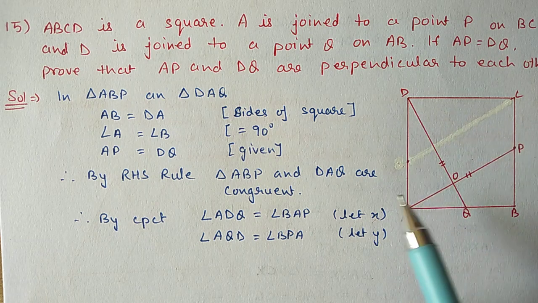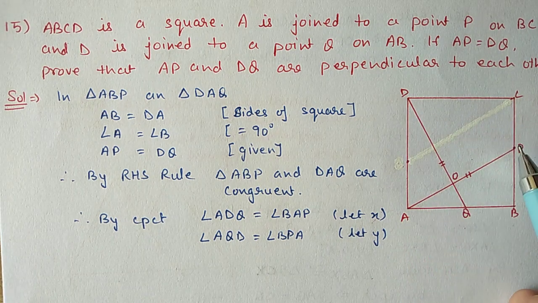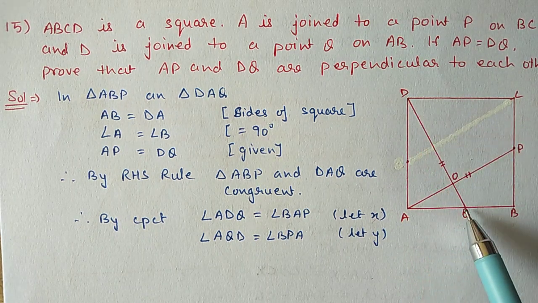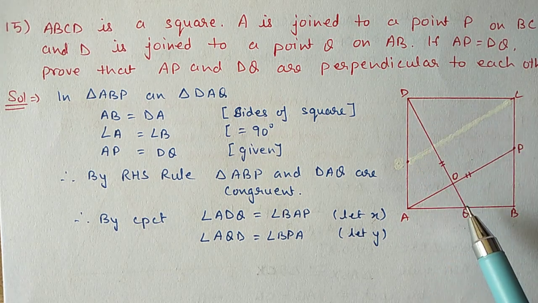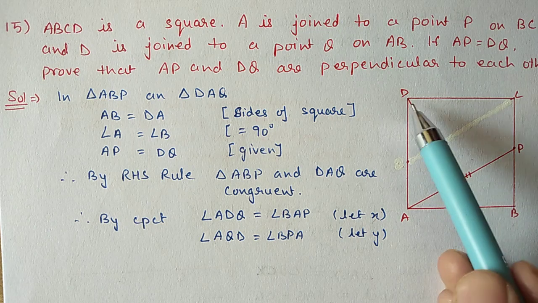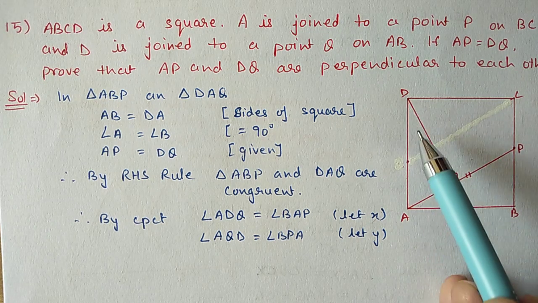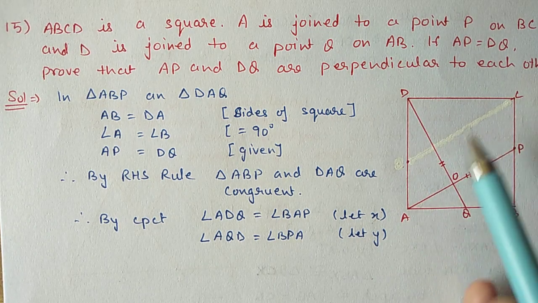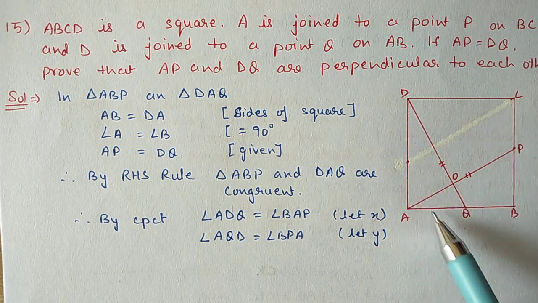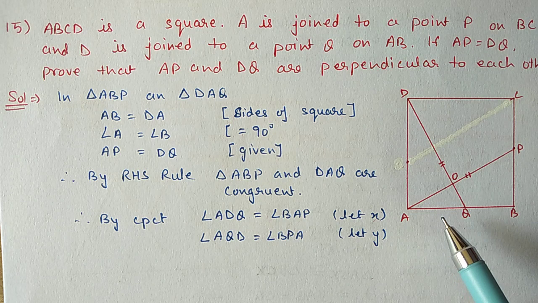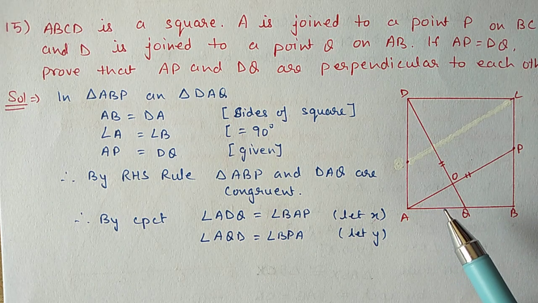ABCD is a square. Then A we have to join to P and D we have to join to Q. This AP and DQ are equal. Next we will take these two triangles, triangle ABP and triangle DAQ, and we will show that these two triangles are congruent to each other.